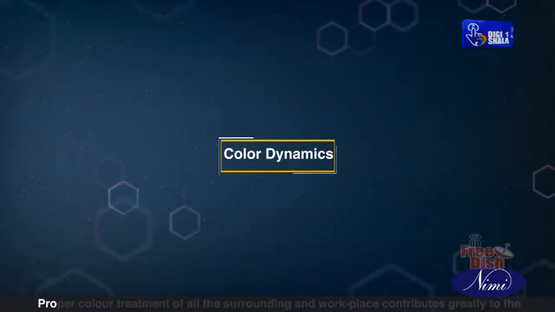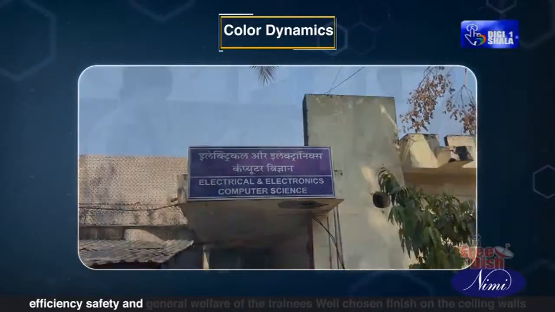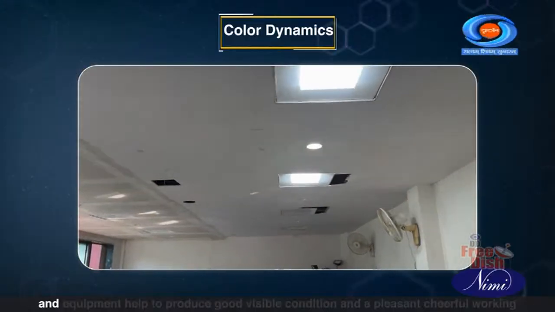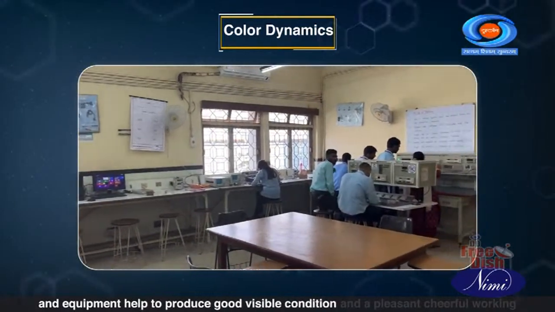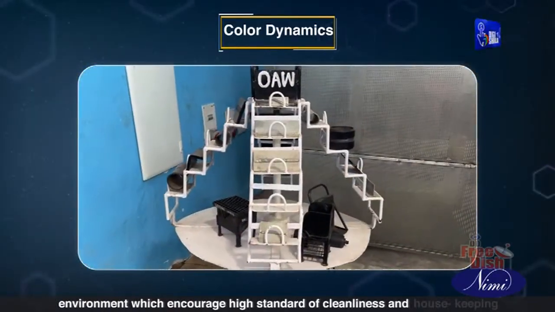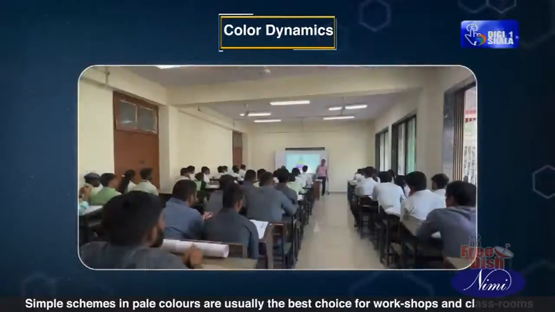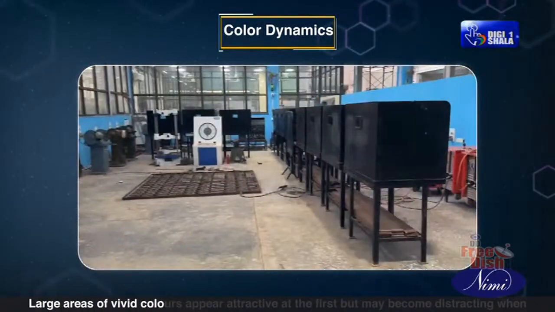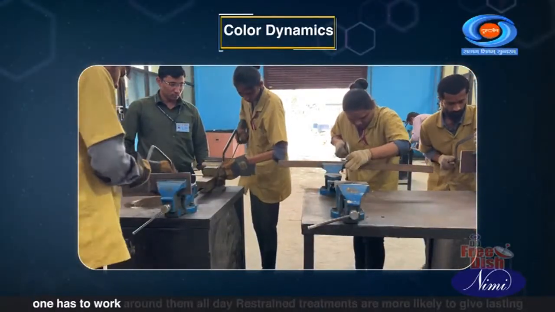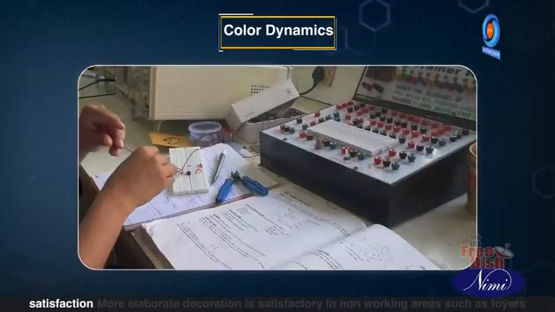Color dynamics. Proper color treatment of all the surroundings and workplace contributes greatly to the efficiency, safety, and general welfare of the trainees. Well-chosen finish on the ceiling, walls and equipment help to produce good visible conditions and a pleasant, cheerful working environment which encourages a high standard of cleanliness and housekeeping. Simple schemes in pale colors are usually the best choice for workshops and classrooms. Large areas of vivid colors appear attractive at first but may become distracting when one has to work around them all day. Restrained treatments are more likely to give lasting satisfaction.